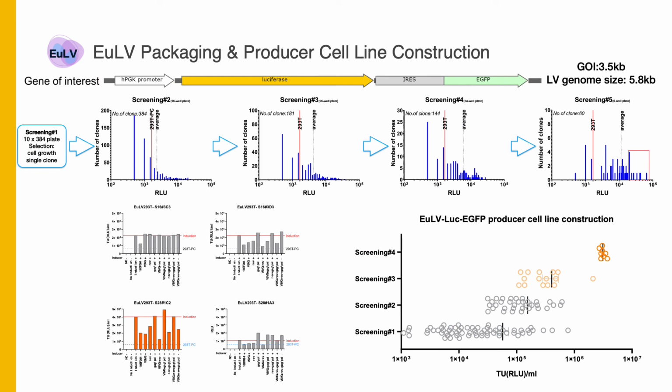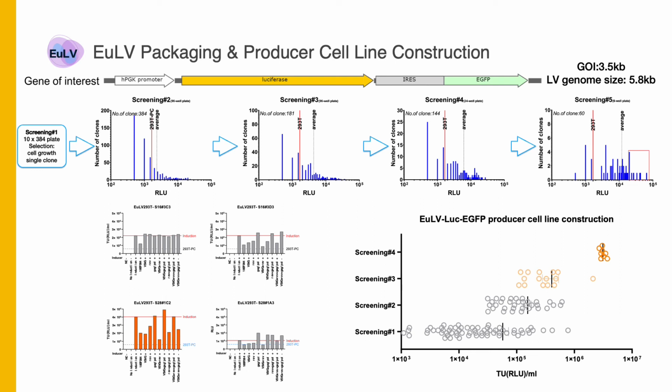This slide is very important. It shows the main data to construct the EuLV system, including the data for packaging cell line screening, evaluation of the good clones, and the producer cell line screening.